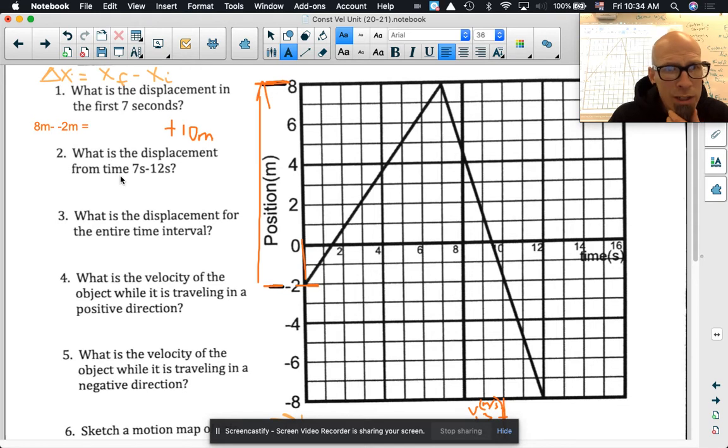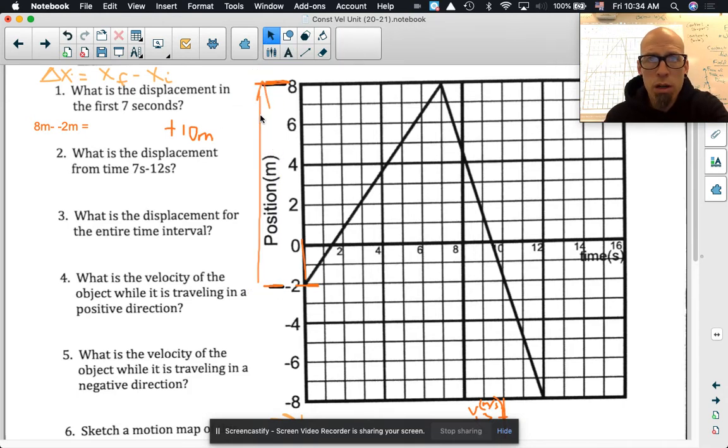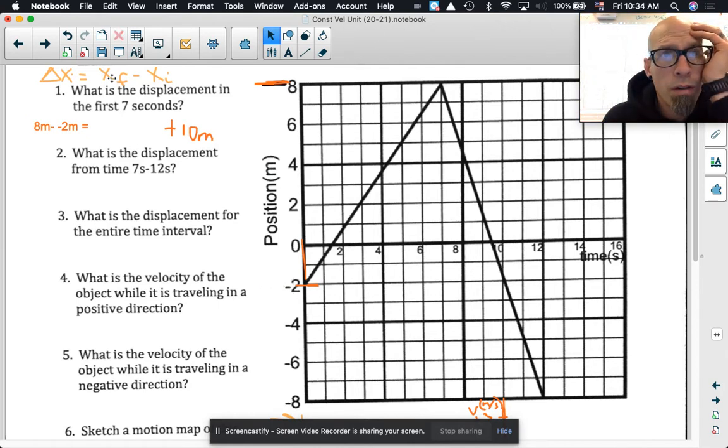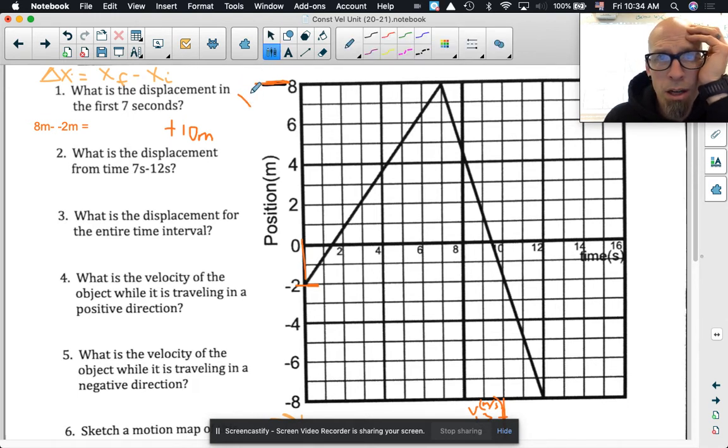What is the displacement from time 7 seconds to 12 seconds? Where were we at 7 seconds? Well, we just found that. That was our final position a minute ago. Now it's our initial, our x initial. Our initial position is now positive 8 meters at 7 seconds.